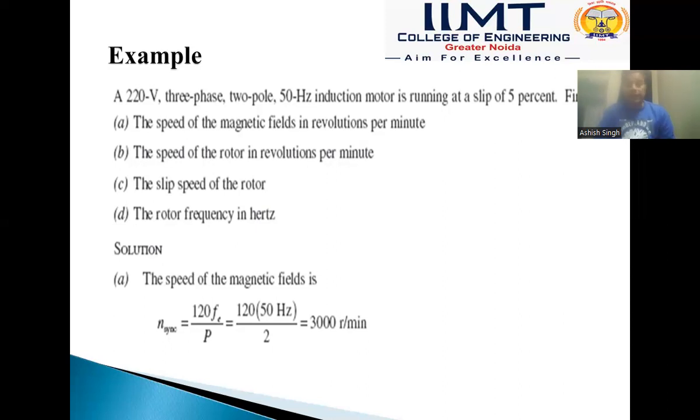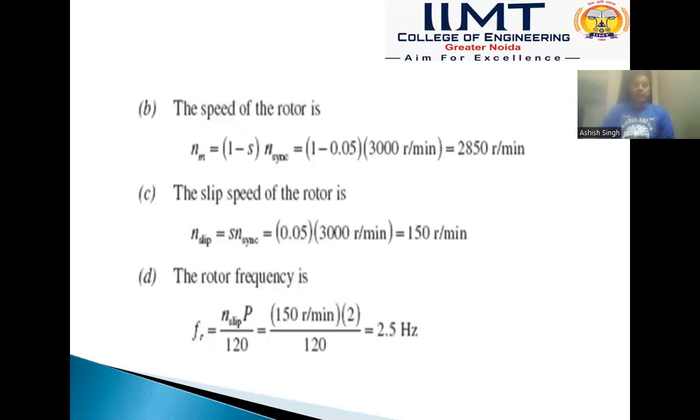Speed of the magnetic field means we have to calculate Ns, the synchronous speed. As we know, the formula for Ns equals 120 f upon P, after putting the value, we get Ns equals 3000 revolutions per minute. For the speed of the rotor in revolutions per minute, as we know the formula Nm equals (1 minus s) times Ns. After putting this value, we get the speed of the rotor, that is 2850 revolutions per minute.